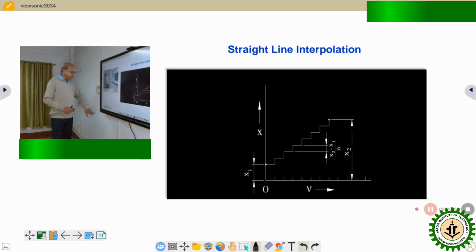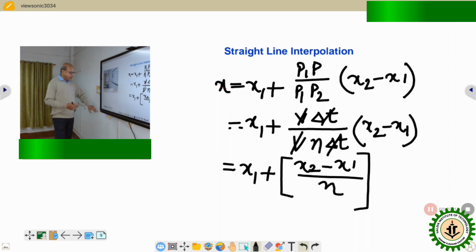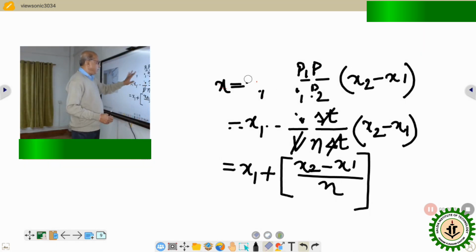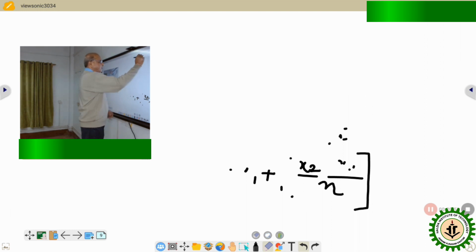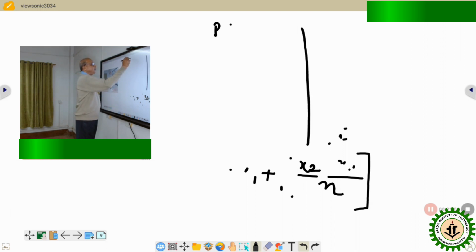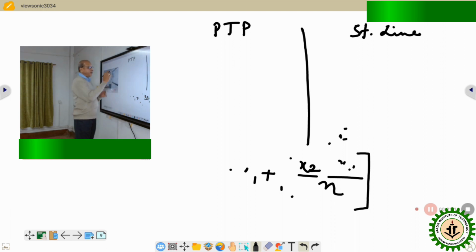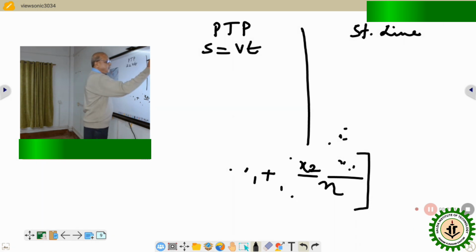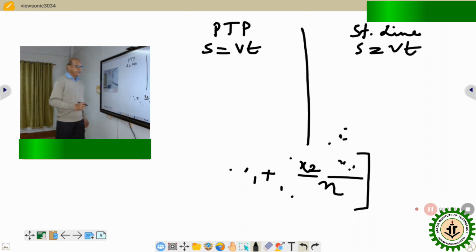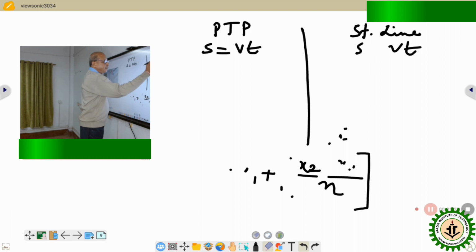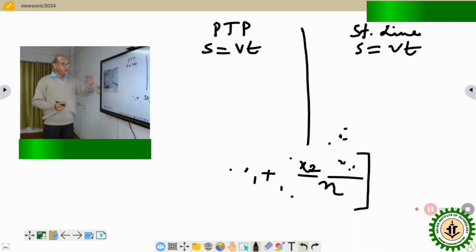For better understanding and for ease of distinguishing between PTP and straight line motion, it is very simple to remember. On this side I take PTP and on this side I take straight line. The basic requirement is very simple, that is the system will obey S equal to Vt, that is applicable in CNC. Displacement equal to velocity into time.